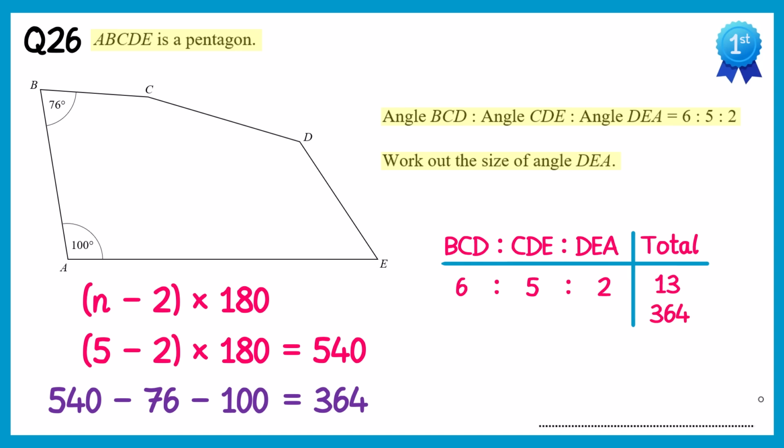So we just need to work out what you would multiply 13 by to get 364. So do 364 divided by 13, and you get 28. So we can just multiply the other parts of the ratio by 28 to find out their size. 6 lots of 28 is 168, 5 lots of 28 is 140, and 2 lots of 28 is 56. Now in the question we were asked for angle DEA, which we've now shown is 56 degrees, so the answer is 56.